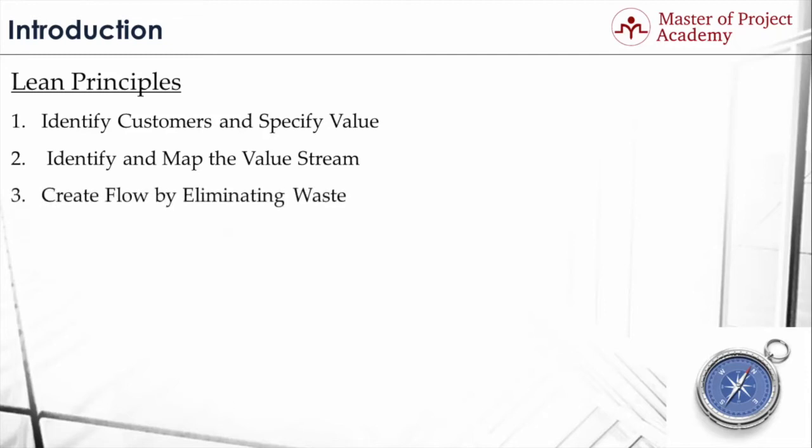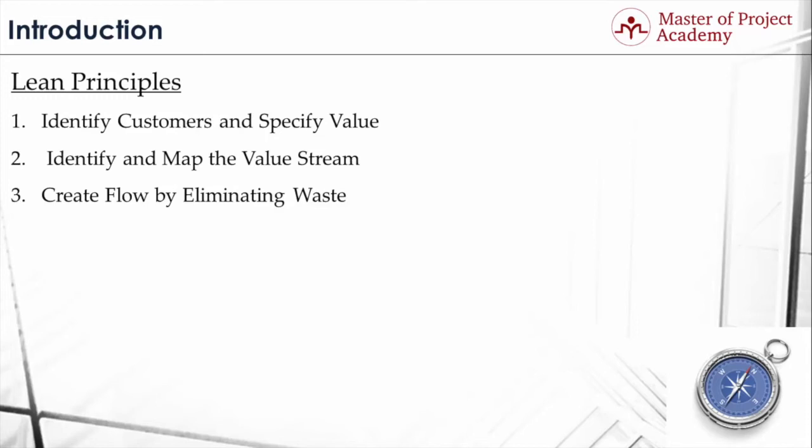The third principle is create flow by eliminating waste. Make the value-creating steps occur in tight sequence so the product will flow smoothly toward the customer. Typically, when you first map the value stream, you will find that only 5% of activities add value. This can rise to 45% in a service environment. Eliminating this waste ensures that your product or service flows to the customer without any interruption, detour, or waiting.